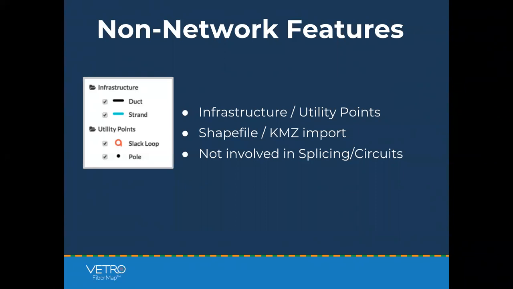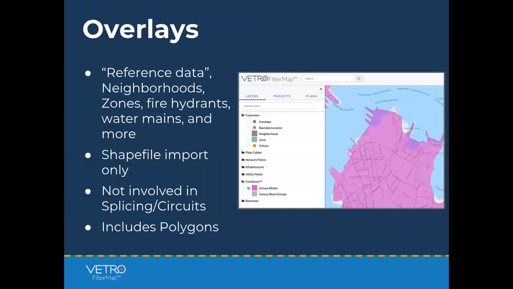What that means is that the non-network features might be relevant to your network, but they're not directly tied into the splicing functionality and the circuitry functionality. Again, these can come in via Shapefile and KMZ. The third aspect you'll see here is our overlays.